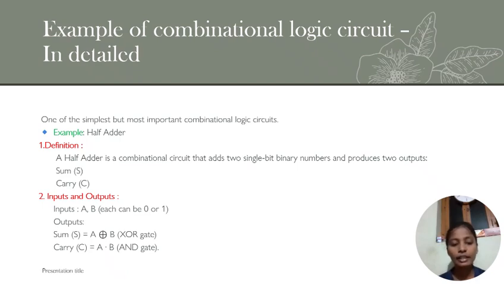And second is inputs and outputs. Inputs we take as A and B. Each can be 0 or 1. And outputs we take as sum S, that is A plus B. We use an XOR gate, and carry we take as A into B. The gate is an AND gate.